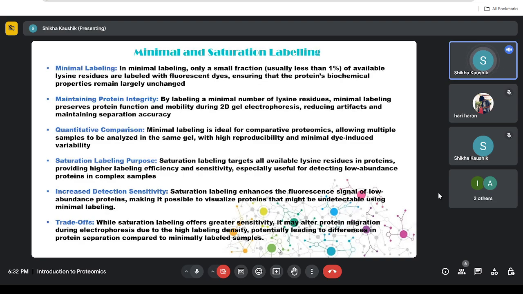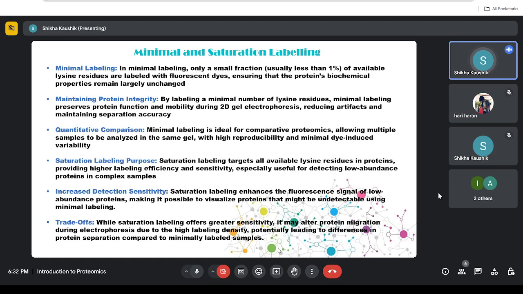Then saturation labeling purposes, basically as I have told you, the abundant proteins all get saturated. Saturation labeling targets available lysine residues in proteins, providing higher labeling efficiency and sensitivity, especially useful for detecting low abundance proteins in a complex sample.